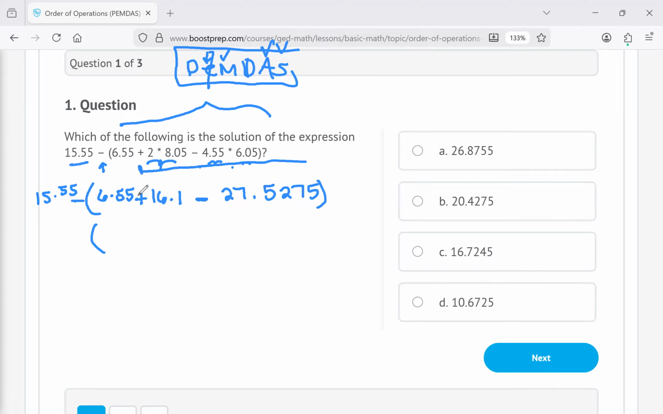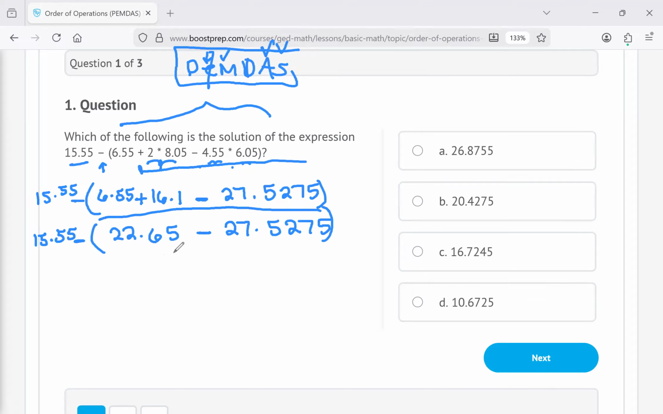So what's 6.55 plus 16.1? 22.65 minus 27.5275. Bring down what I haven't done, so you have a minus here, and then you have the 15.55. Then what I'm going to do is simplify this. We have a minus, so just one last order of operations.